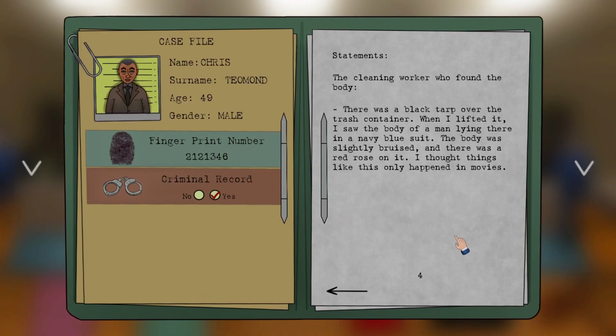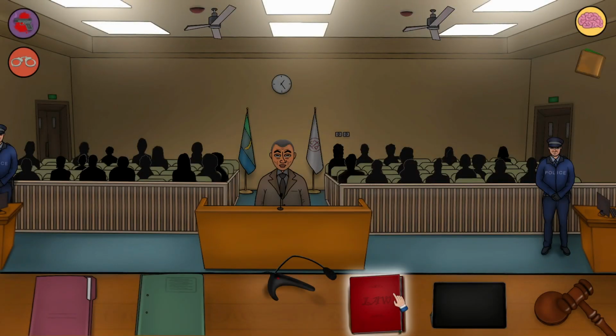So this has happened before. He has a criminal record, but still, I don't think he's guilty, like the other guy that this happened to.